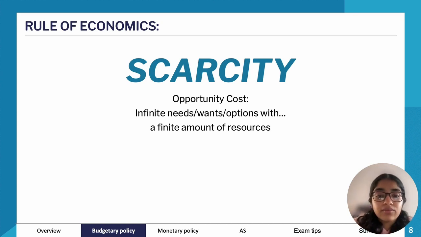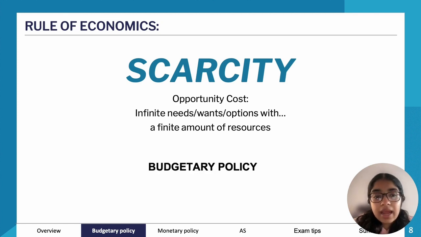And because of that, we're really forced to make decisions on how we want to allocate our resources. And that brings us to budgetary policy. So even the government has a budget. It has these limited funds that it can allocate to different areas. For example, there's healthcare, education, defense, and so on. If the government decides to allocate more money to education, there's an opportunity cost. Another area is losing out on the funding. So that brings us to actual relative scarcity.